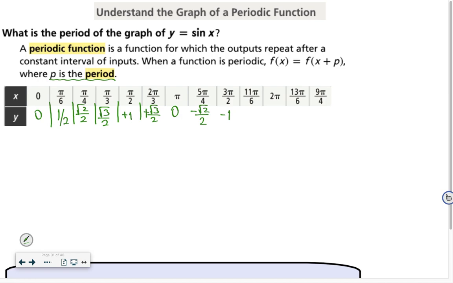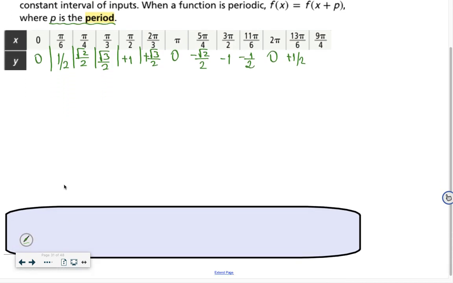For 11 pi over 6, let me calculate, it is in the fourth quadrant, so negative 1/2. And 2 pi is going to be 0. After that, 13 pi over 6 is going to be again positive 1/2. All right, these are the values. Okay, let me graph this. If we graph the sine function, we know the x values and we know the y values. All right, let me graph this.